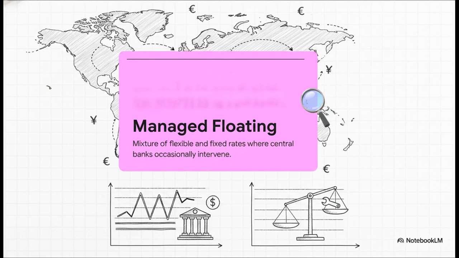We use managed floating. In reality, without a formal international agreement like the old gold standard, most of the world uses this highly pragmatic hybrid system. Some people call it dirty floating. It lets market forces dictate the general day-to-day trend, but central banks will occasionally step in and intervene. They'll buy or sell currencies just to prevent wild, damaging swings that could bankrupt their exporters overnight or cause a sudden massive spike in the cost of imported necessities.